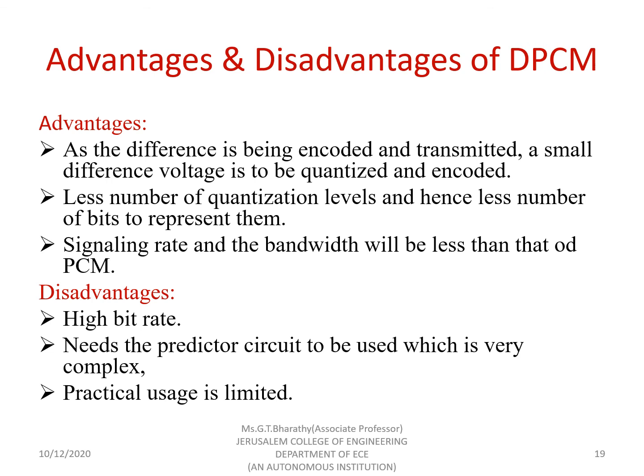Finally, let us see the advantages and disadvantages of DPCM. The main advantage is that since only the difference is encoded and transmitted, a small difference voltage is quantized and encoded. So fewer quantization levels are needed, and hence the bit representation required will be very small. The signal rate and the bandwidth will be less when compared to PCM.